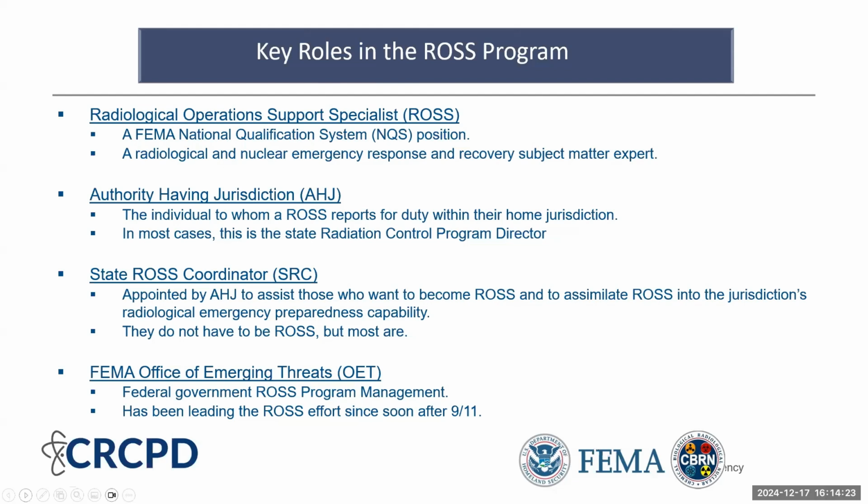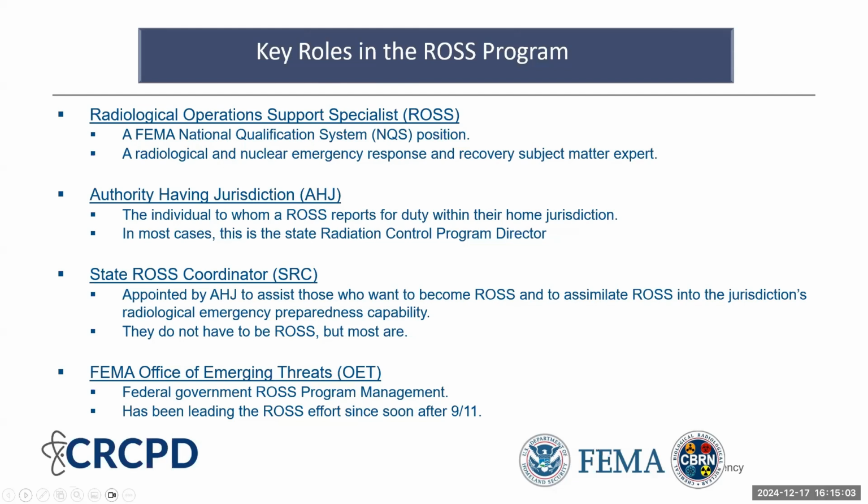We created this as a position with the vote of all 50 of the state radiation control program directors. It was a vote of 48-2 to have each state appoint a state ROS coordinator. This person is appointed by the AHJ to help the ROS, or people who want to become ROS, and to assimilate ROS into the jurisdiction's radiological emergency preparedness capability. They don't have to be a ROS, but surely it's helpful, and a lot of them are.